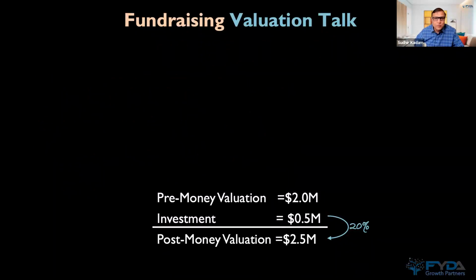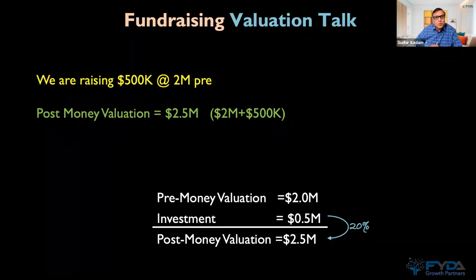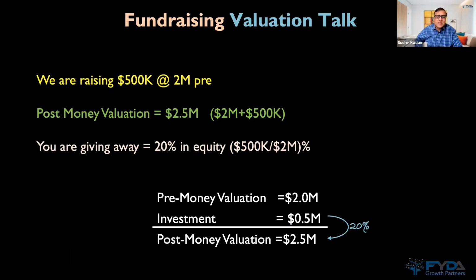The other way to do valuation talk is we are raising 500K at 2 million pre. That is another way to say it. When we say pre, it means pre-money valuation. People like to use short forms in Silicon Valley, and now everywhere all over the world they're doing that. So when you say 2 million pre, your post-money valuation will be 2 million plus 500K, which is 2.5 million, which means now you're going to give him 20% equity. You didn't state the equity earlier, but now your equity is getting calculated as 20%.